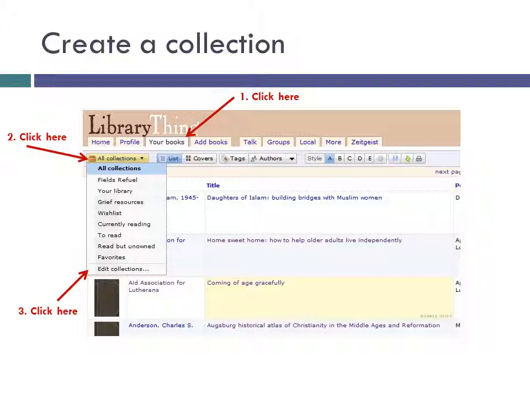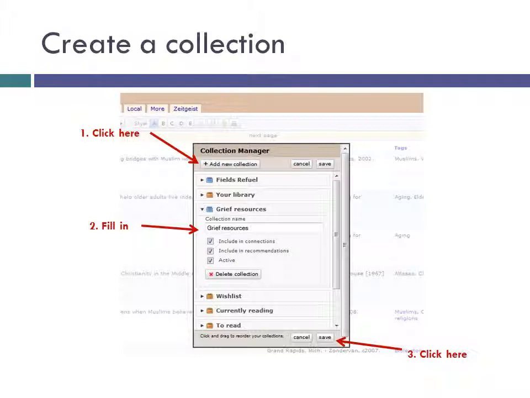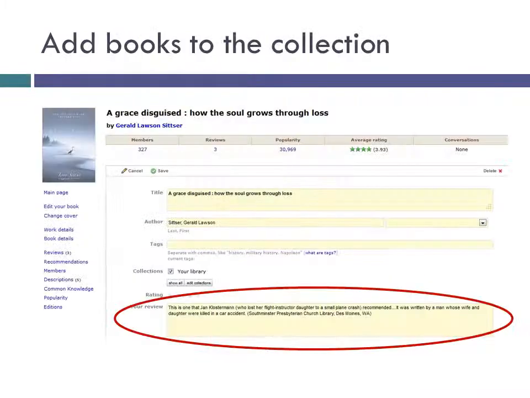Go to the Your Books tab in LibraryThing. Open up the All Collections list on the left side of the page and click on Edit Collections at the bottom of the list. You'll see a pop-up like this. Click Add New Collection and it will expand. Give the collection a name and then click Save.